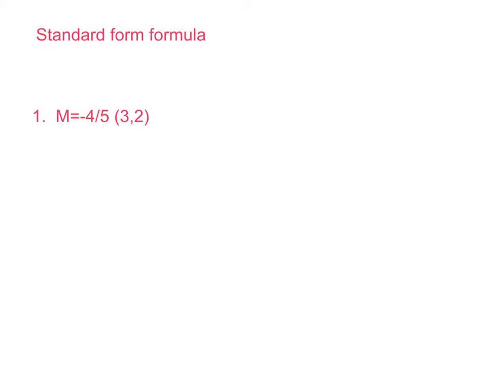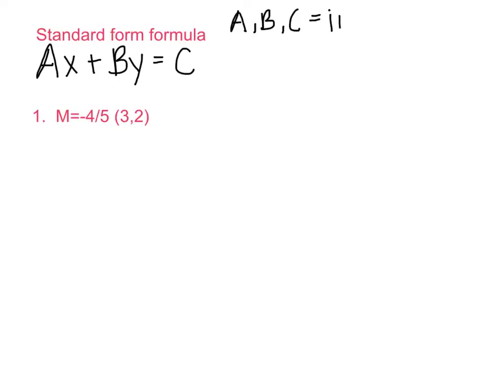Now we're going to look at standard form. The formula for standard form is ax plus by equals c. A, b, and c are going to be integers, and a cannot be negative.